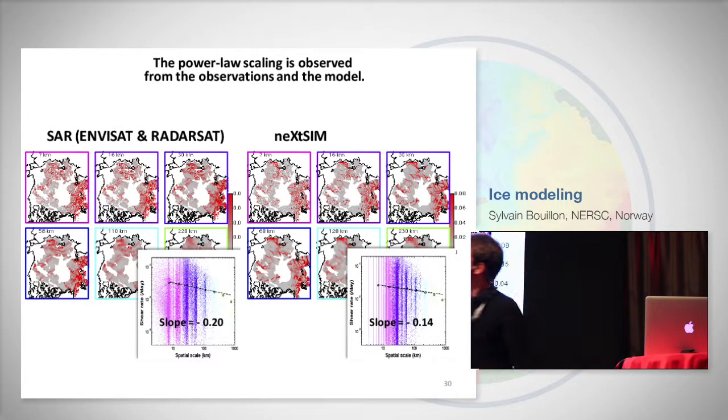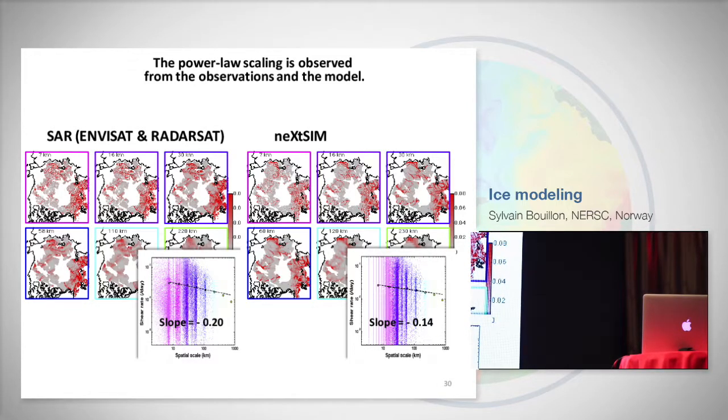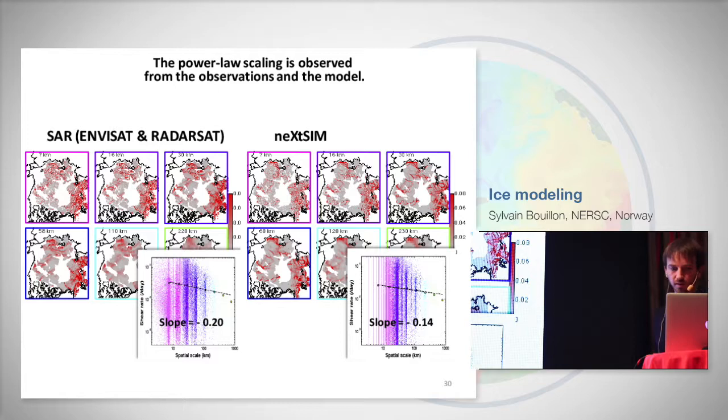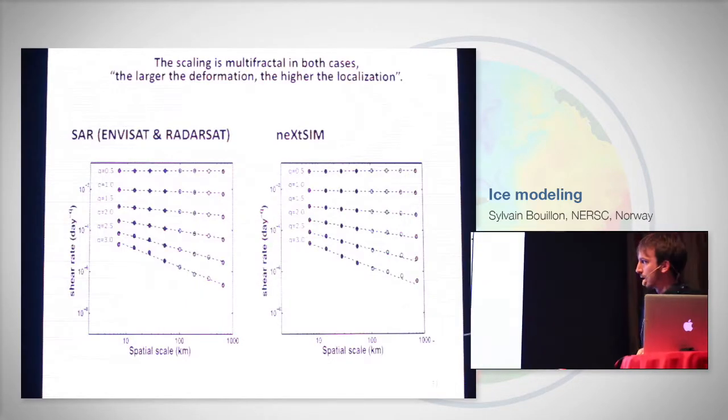If it was a completely noisy field with no spatial organization, you would get a much stronger slope. So having a weak slope means that even at very large spatial scale, it's still highly localized. And we got the same for the model. So even at large scale, the deformation is still highly localized.